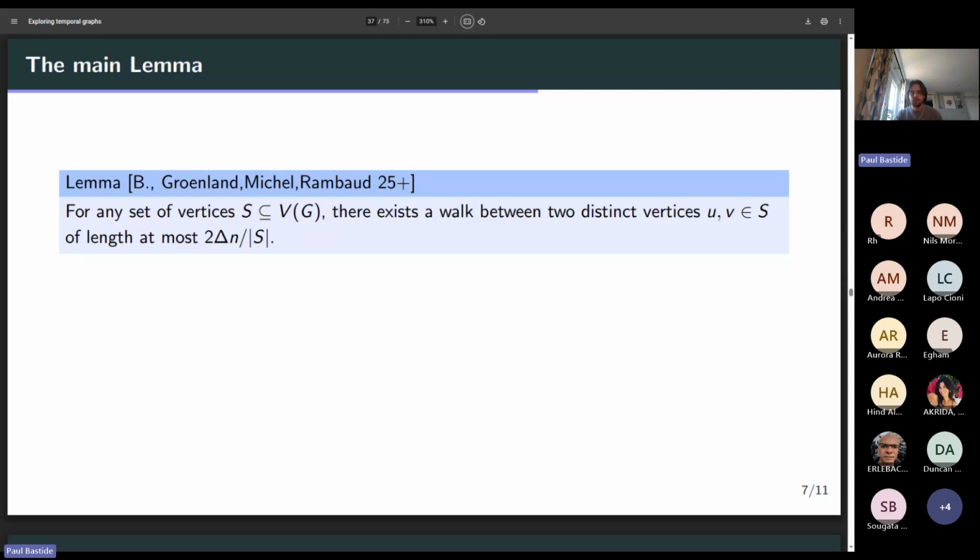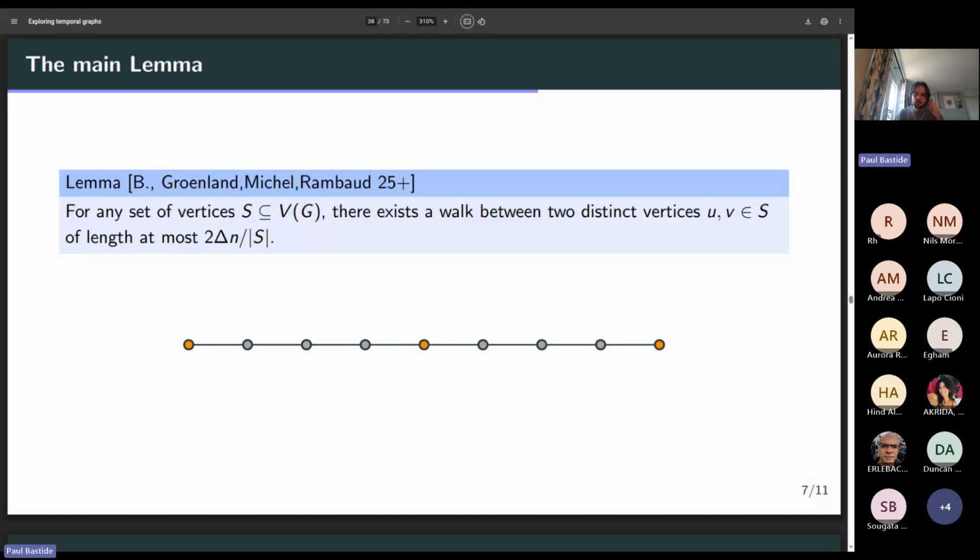It just says that for any set of vertices S in my graph, you have to think of this S as the vertices that are not yet visited, and you want to visit in the future. Then there are two of those vertices that are not yet visited, U and V, such that there is a path of length roughly n divided by S, and there is an error factor, which is 2 times the degree. So for now, I'll just talk about the max degree, and you should forget about this more general notion. I think it's only interesting if you look more deeply into the paper. For the idea of the proof, it's completely fine to just think about the max degree of the snapshot.